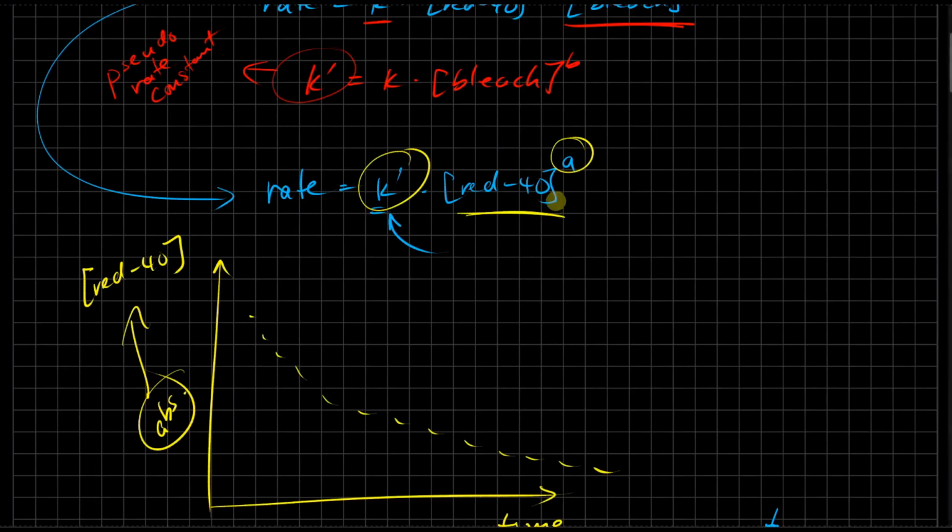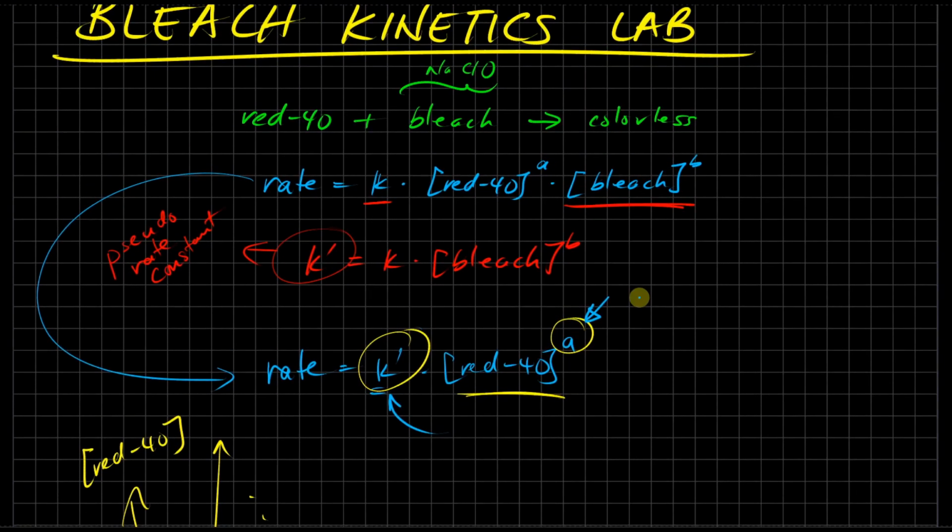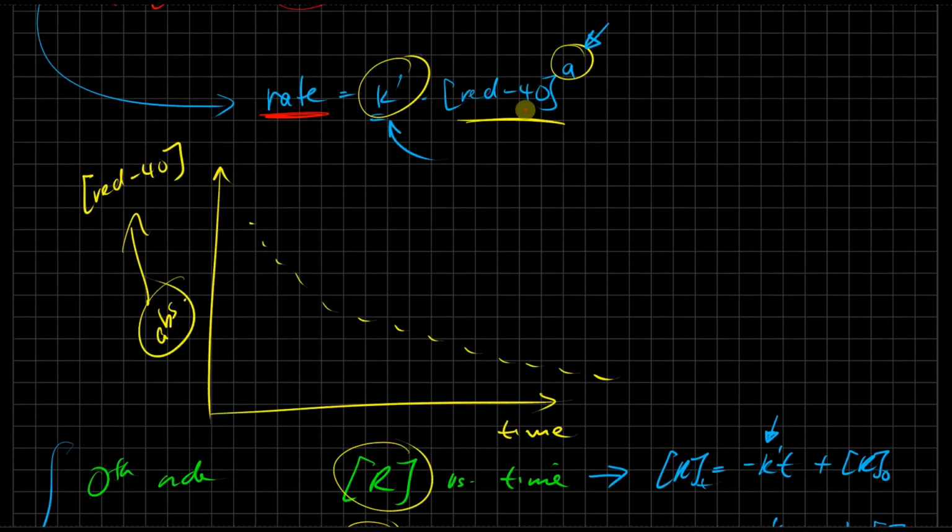So let's go back here. We'll figure out what the order is and what kappa prime is. Once we do that, there are other parts of this equation we still need to figure out. For example, what is the rate, and what is K, and what is B? All right, so let's go through that.